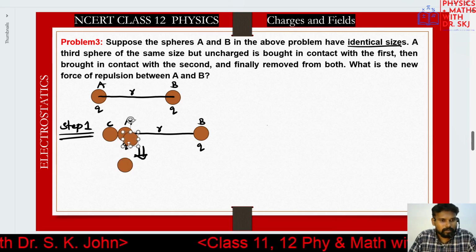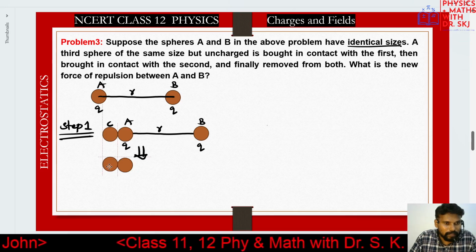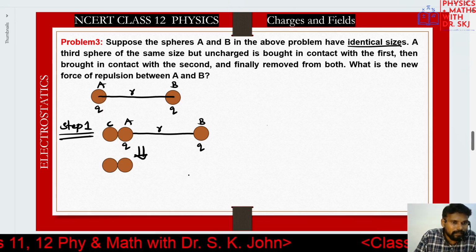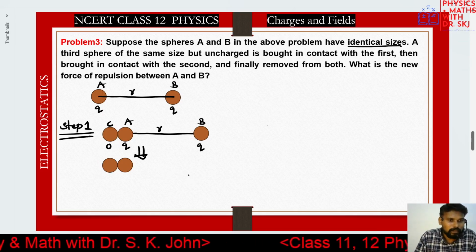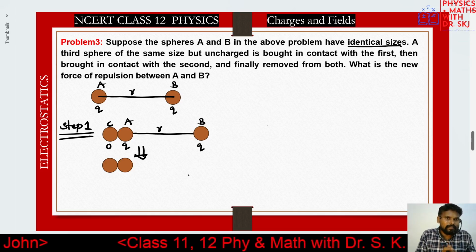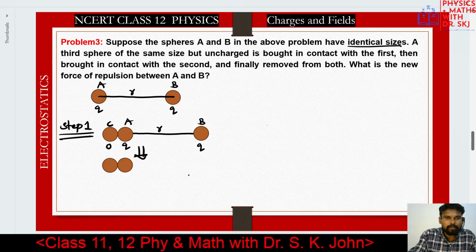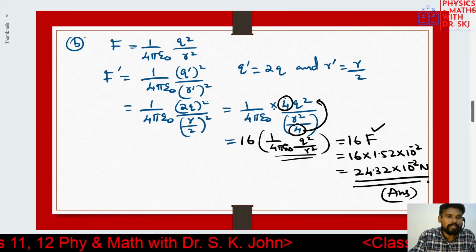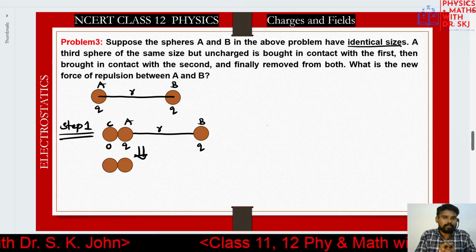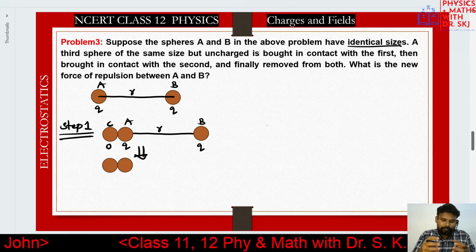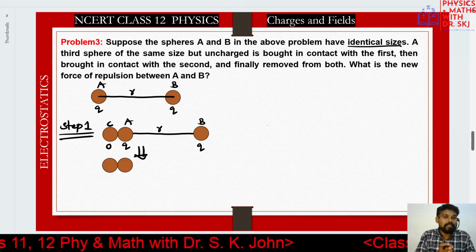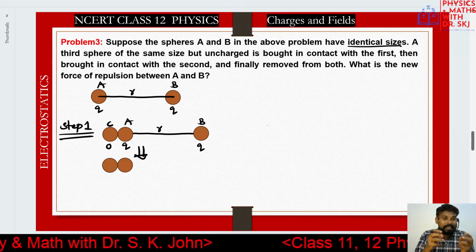So what will be the new charges on A and C? A had an initial charge Q and C had a charge 0. Since these spheres are of identical size, when they are brought in contact, these are copper spheres, right? In the previous question, it was given. They're metal spheres, so they are conductors. So they will conduct the charges. The charge flows from A to C, and finally both will have the same charge, or we can say that the two spheres will share the charge.